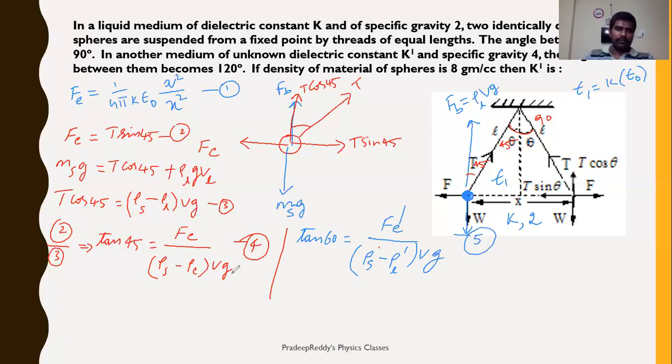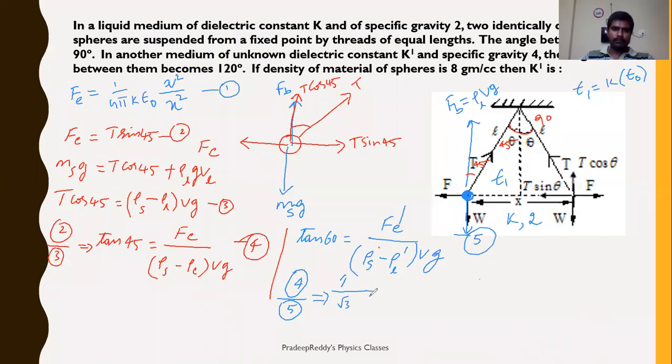Now we know tan 45 value and tan 60 value. Taking these two, you can use equation 4 and equation 5. Solving these equations, equation 4 divided by equation 5 gives you tan 45, it is 1, divided by tan 60, it is root 3, is equal to Fe, which is electrostatic force.